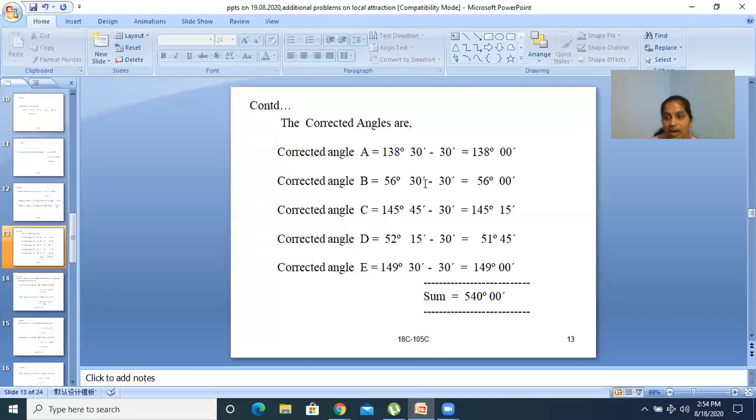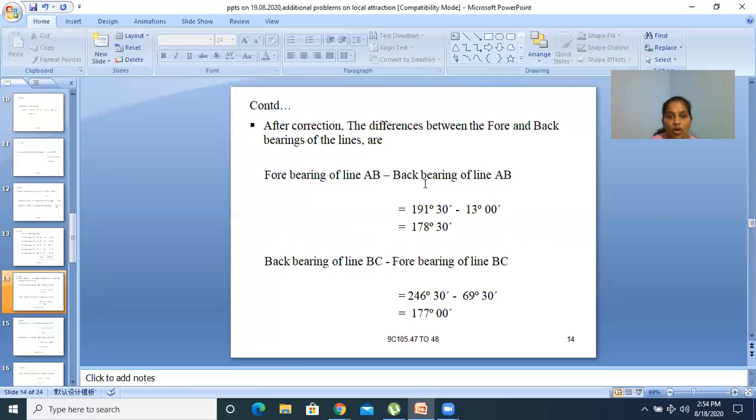Now we will apply the correction at each and every bearing. After corrections, the differences between the forebearing and back bearing of the lines are as follows. Now you can compare the forebearing and back bearings of the lines. For line AB, the difference is 191 degrees 30 minutes minus 30 degrees 00 minutes, that is 178 degrees 30 minutes. We already saw. For line BC, that is 177 degrees 00 minutes.